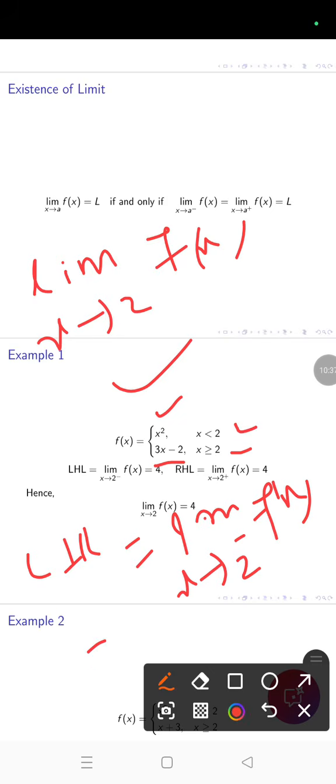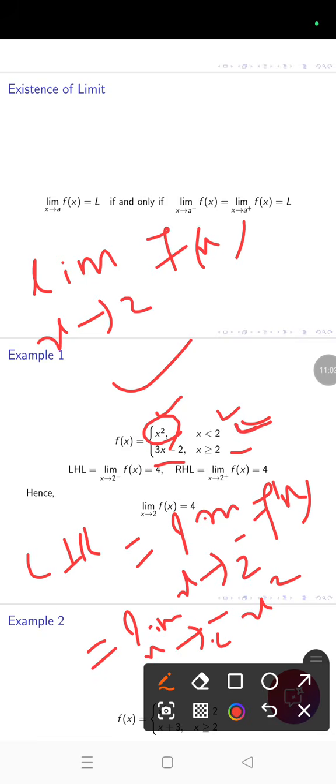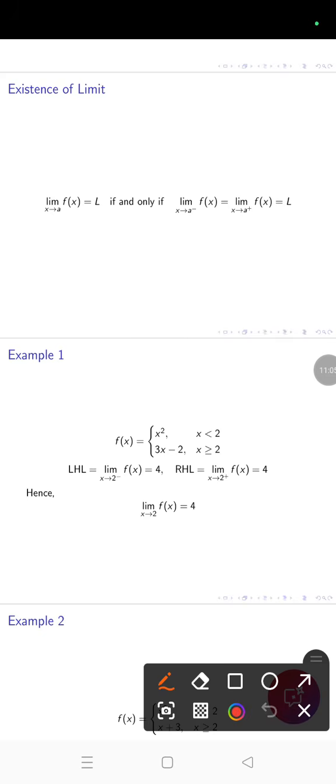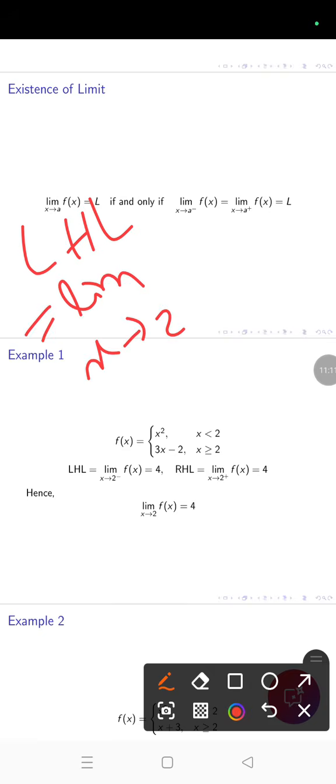Since it is 2 minus, as I have already told, 2 minus means it is less than 2. So for less than 2, how is it defined? f(x) equal to x square. So limit x tends to 2 minus f(x), in place of f(x) put x square. So what we will get? LHL is equal to limit x tends to 2 minus x square.